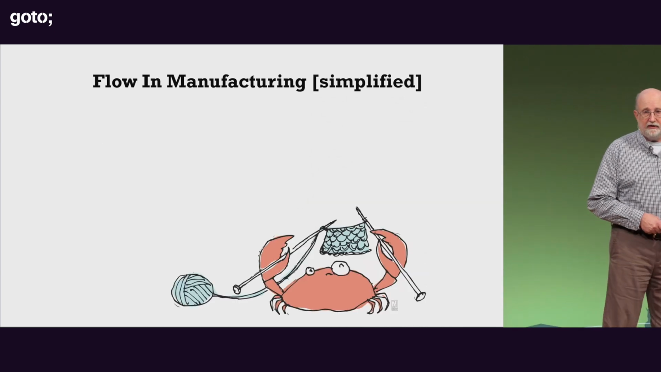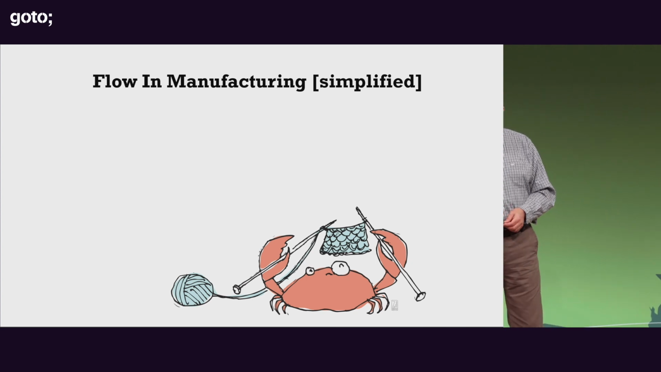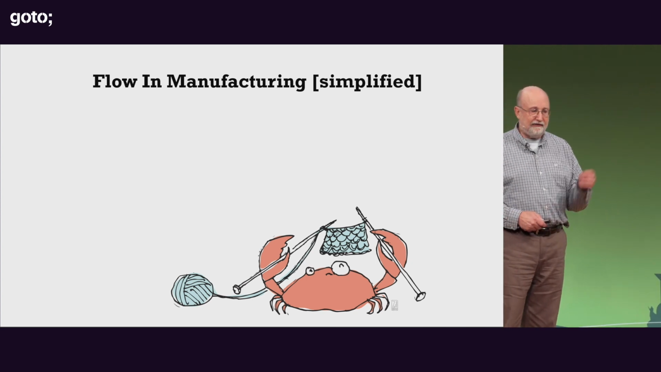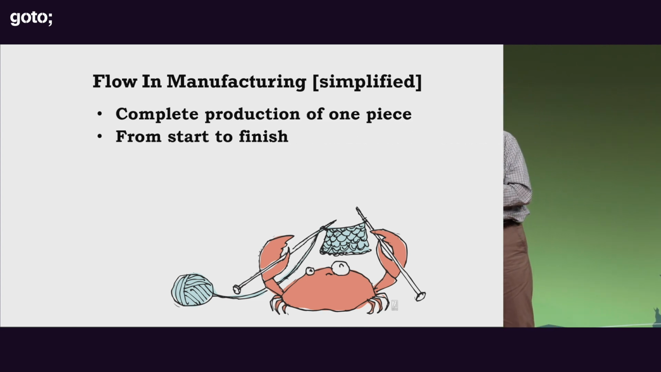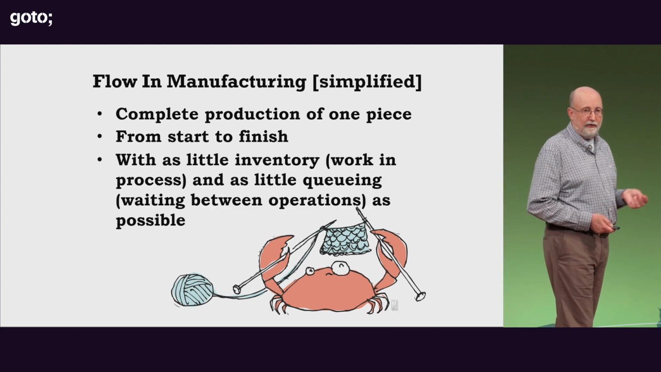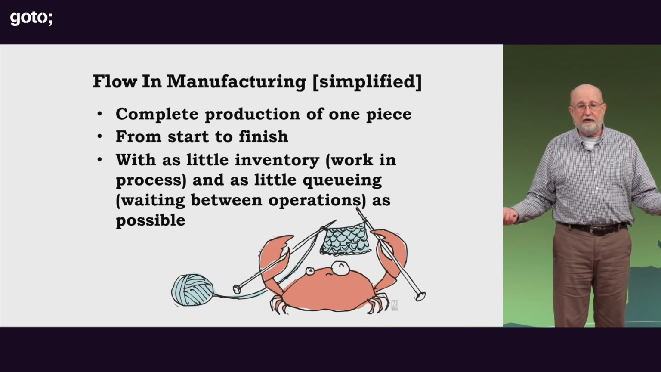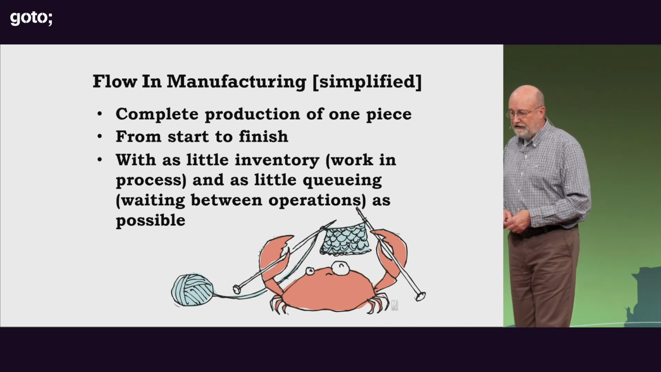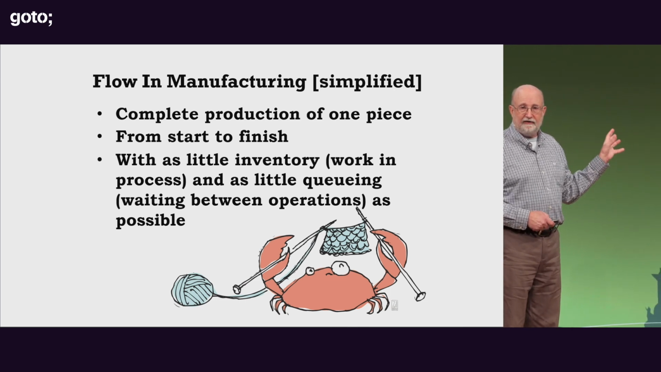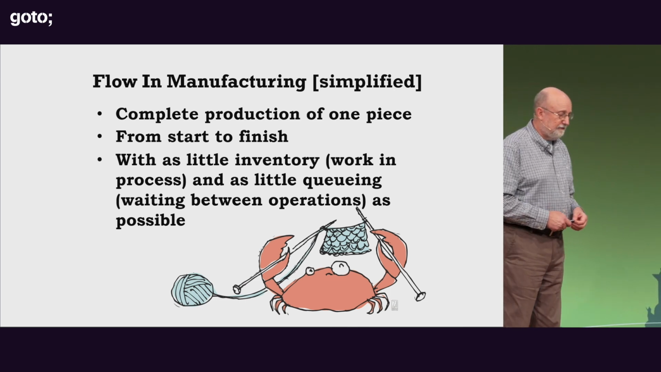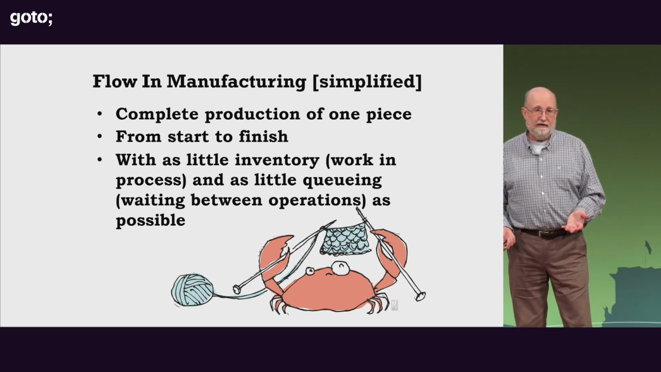So I want to share lean in manufacturing. This is a very simplified explanation, but basically it's the complete production of a single piece from start to finish with as little of the waiting and the inventory as possible. If you can achieve that ideally, you would have the perfect manufacturing setup. Nobody can achieve that ideally, but you can get close to it. So that's the basic idea of flow in manufacturing. So the question is, can we get flow in product development? This kind of lean flow.